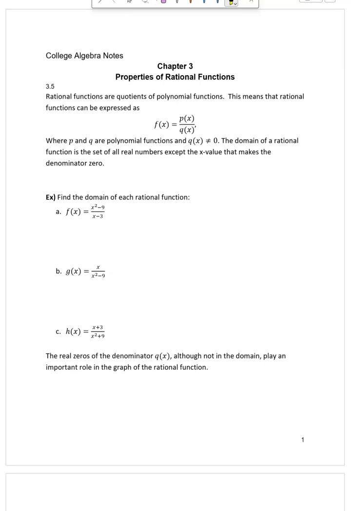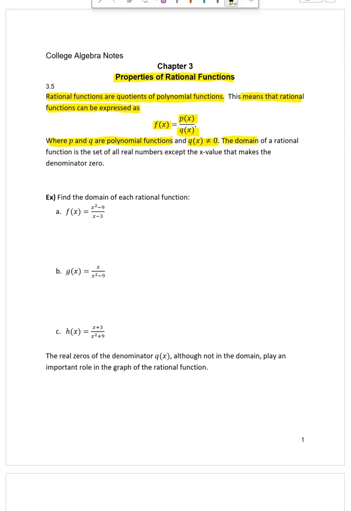Hey guys, let's look at the properties of rational functions. Rational functions are quotients of polynomial functions. This just means that rational functions can be expressed as f of x equals p of x divided by q of x, where p and q are polynomial functions and q cannot be 0 because, as we know, we can never have a 0 in the denominator.